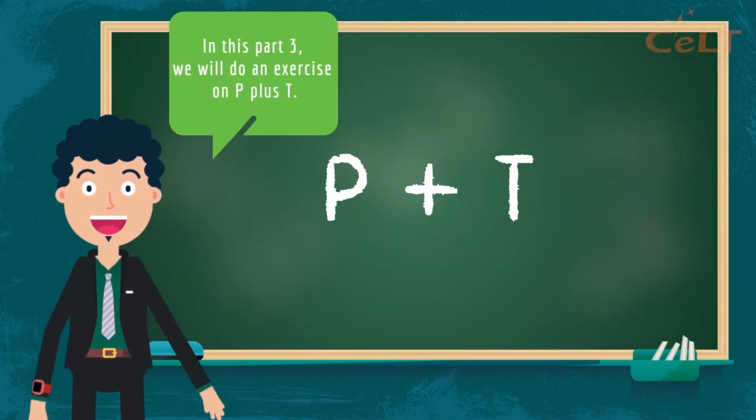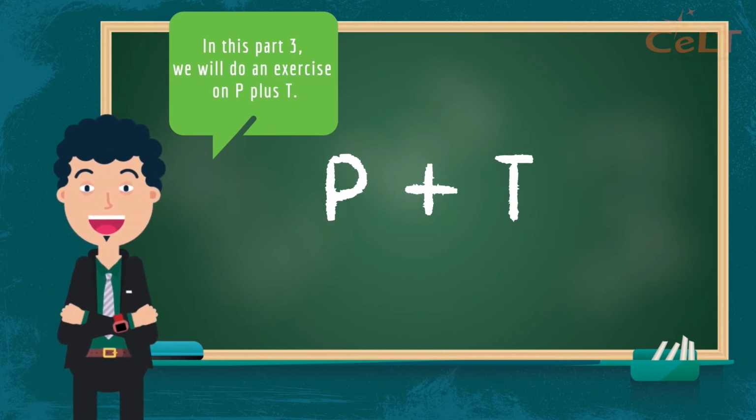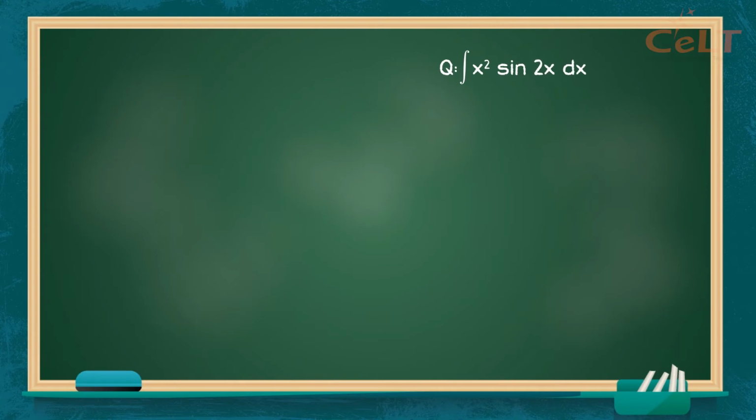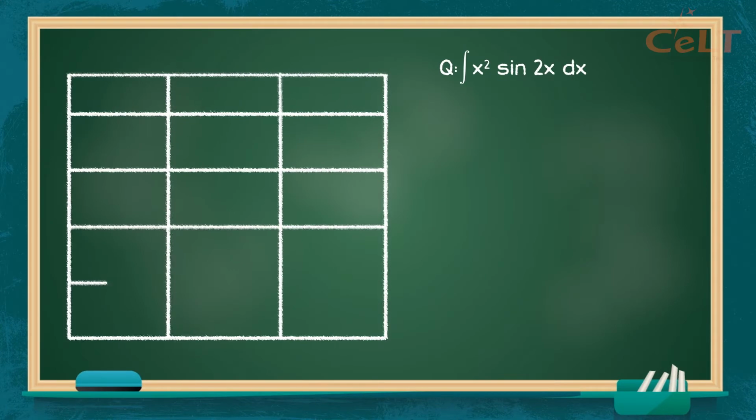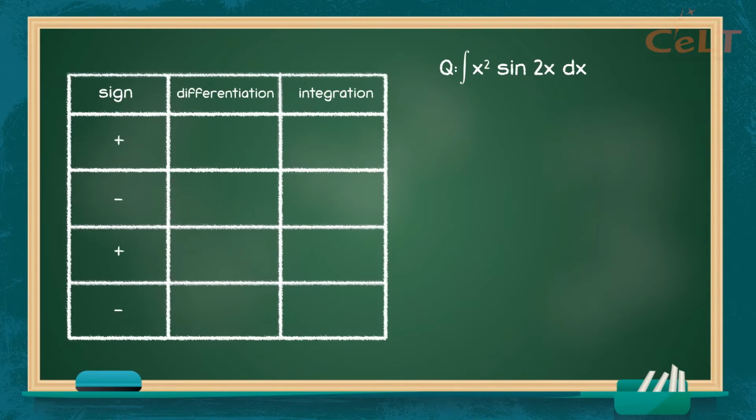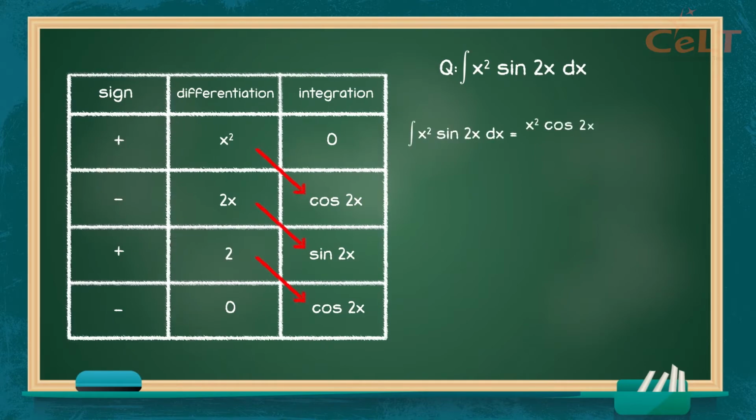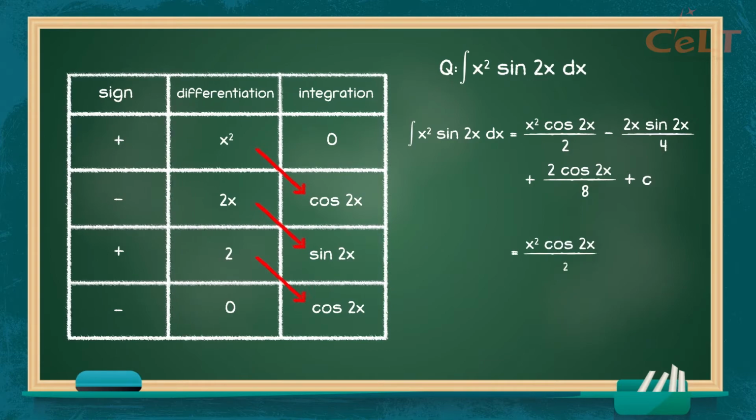In this part 3, we will do an exercise on P plus T. First, you have to do a table that includes 3 columns: sign, differentiation, and integration. Put a plus sign first and follow by minus sign. This sign will continuously alternate until the differentiation and integration find their simplest function. We choose x power of 2 as a differential part because P is first before T, LIPET principle. Then we differentiate the x power of 2 until 0. After that, integrate sin 2x until the same row of 0 on the differential side.